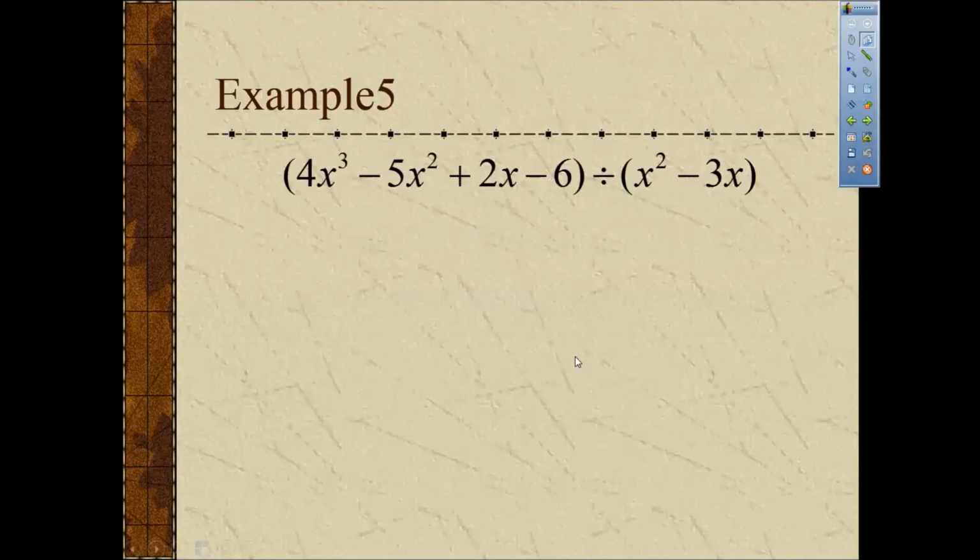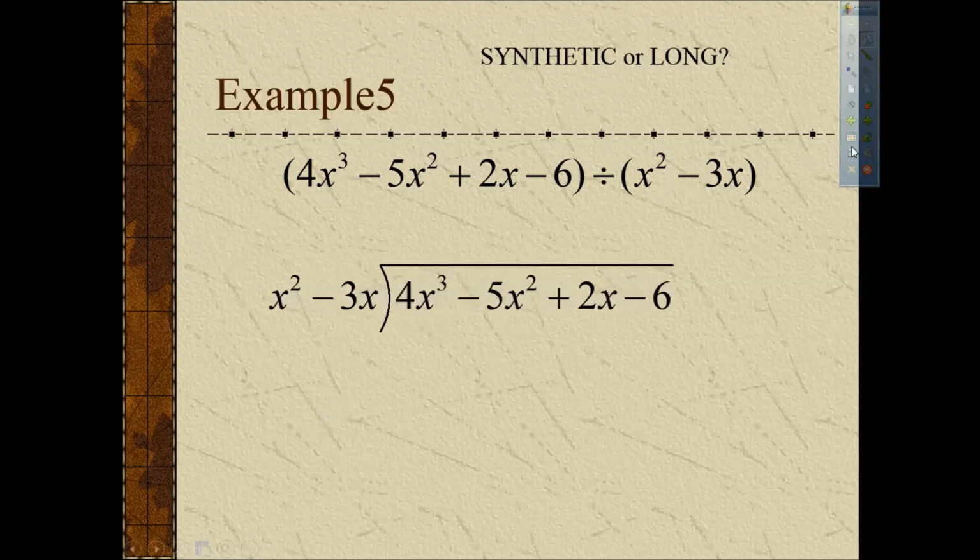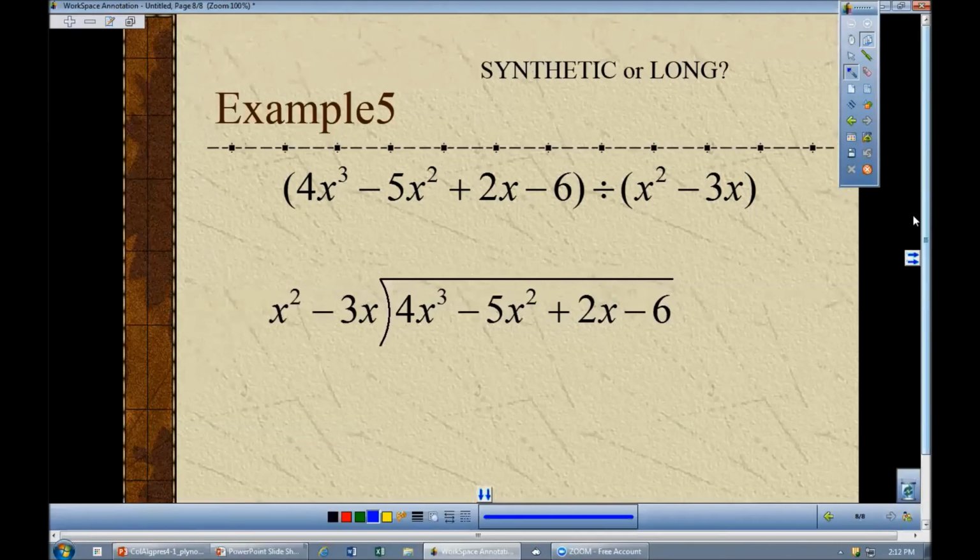All right, I have one more example of long division. I wanted to show an example of long division where the divisor is not a linear expression. So we're dividing this time by x squared minus 3x. I'm going to write x squared minus 3x outside of the division symbol and 4x cubed minus 5x squared plus 2x minus 6 inside. Of course, since this is nowhere near x minus a number, not just x minus k, no, we're not going to be able to do synthetic division here. Here's the setup for long division, and let's work this out.